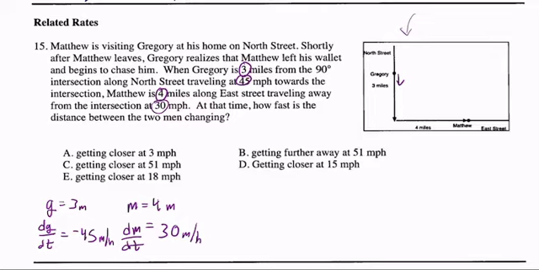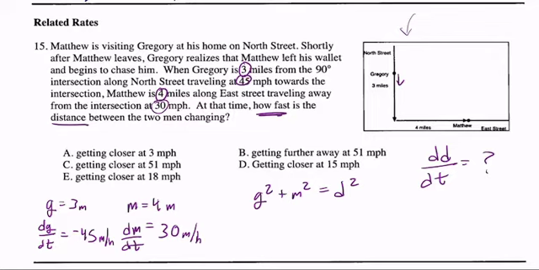So we're going to use the Pythagorean theorem. It's going to be g squared plus m squared equals d squared, because it just says distance between the two men. This is what we're looking for: how fast is the distance between the two men changing? So we want dd over dt. This is our mission. Our mission is to find that rate.